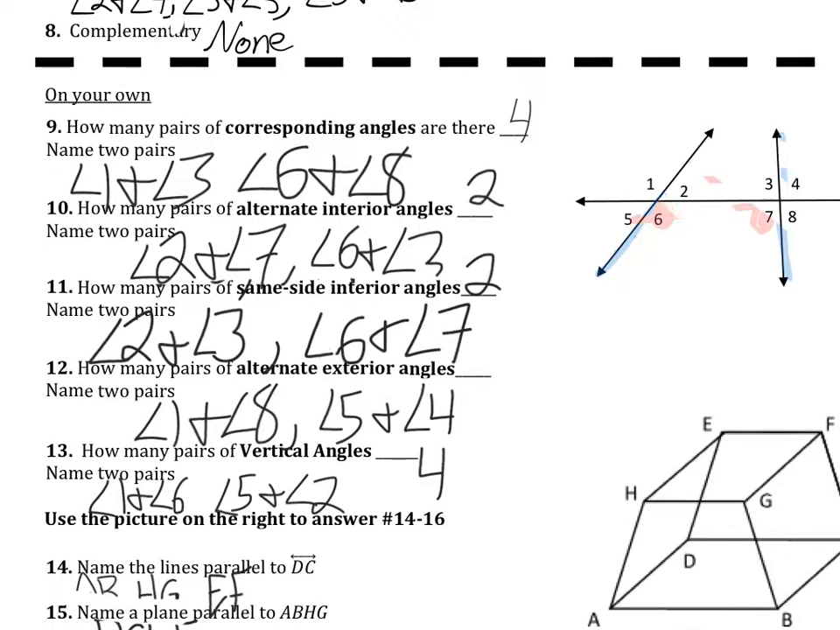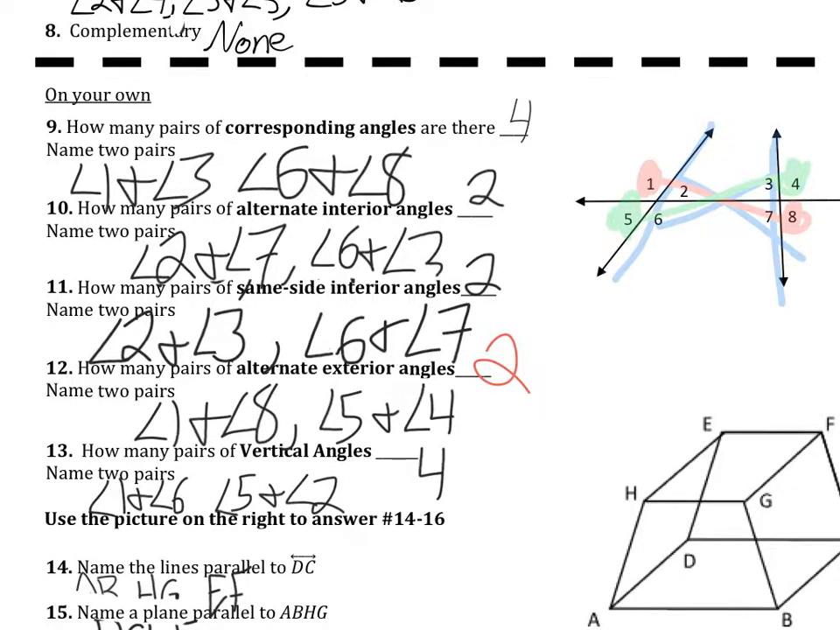The next one, how many alternate exterior angles are there? So I'm looking and it looks like to me there's only going to be 2, but let's just double check. So I'm looking for the things that are outside of these 2 lines. So that knocks out everything inside. So I have 1. I want to go on the opposite side, so I'm going to go across. That's 8. And then I want to do the same thing with 4. I want to go across, so that's 5. So 1 and 8. 5 and 4. Those are my only options here.